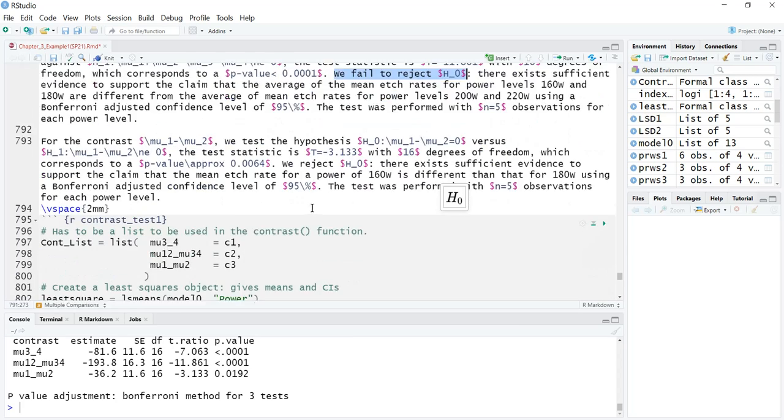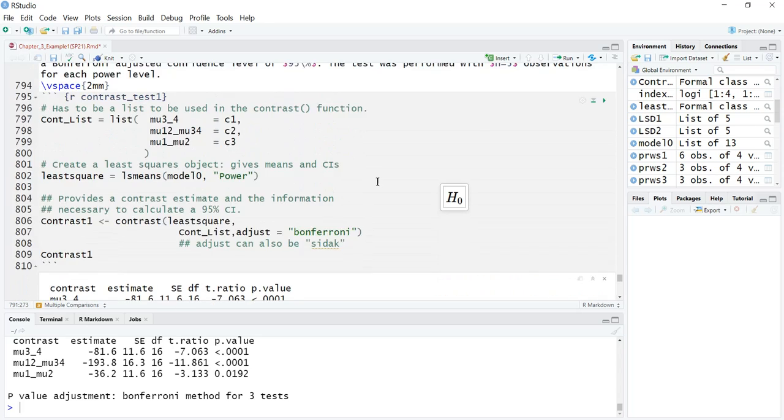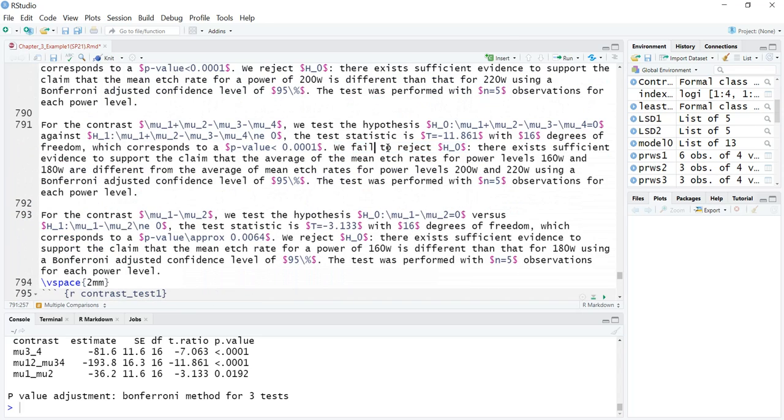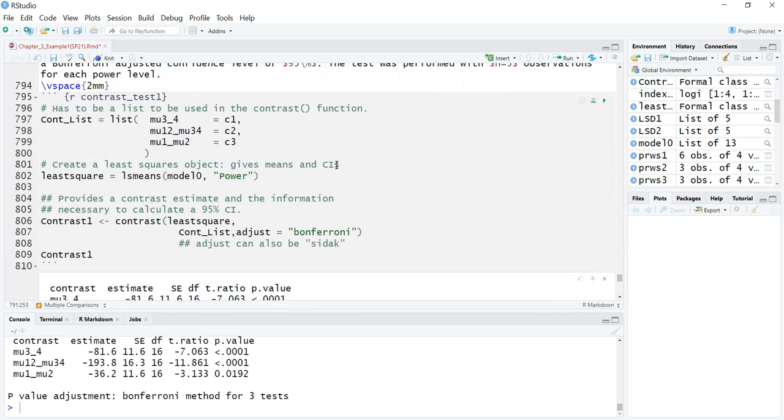So again, we failed to reject H0 for this one. Or actually it says failed to reject, but do we? No, we reject, I'm sorry. So this, we reject H0, and there exists sufficient evidence to support the claim that the average mean etch rate for the power levels 160 and 180 are different from the average of the mean etch rates for power levels 200 and 220 using a Bonferroni adjusted confidence level of 95%. Test performed with n equals 5 observations in each.